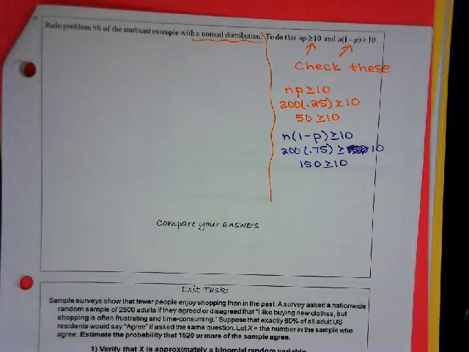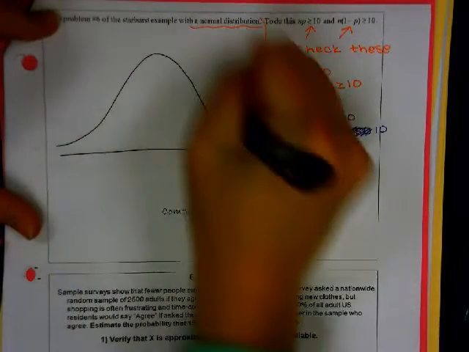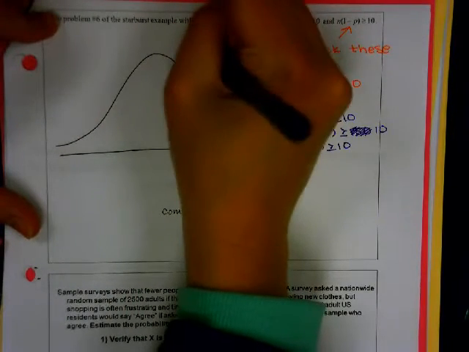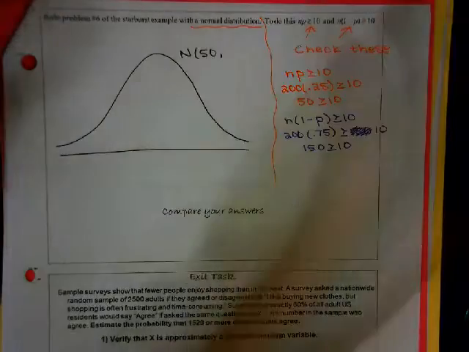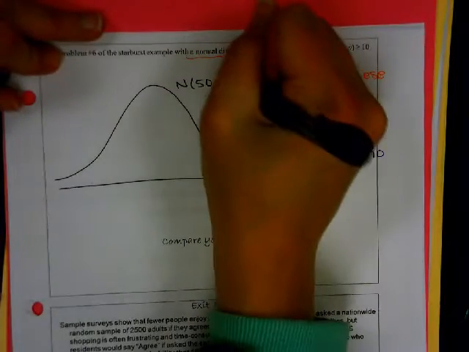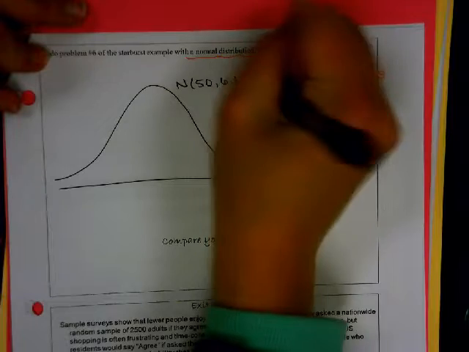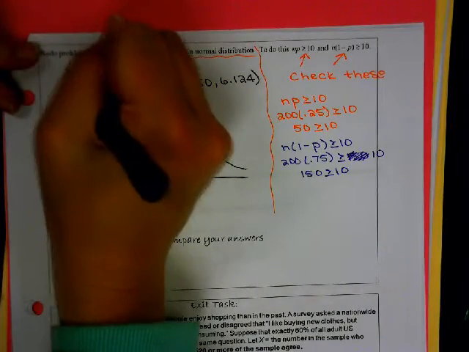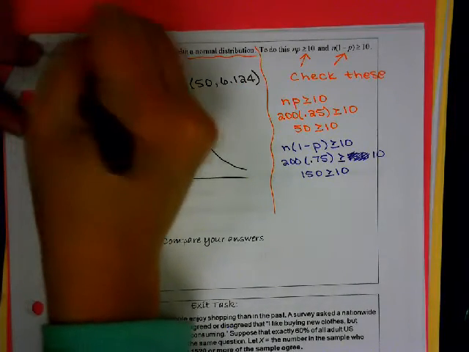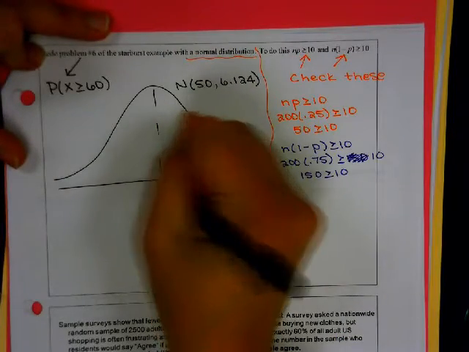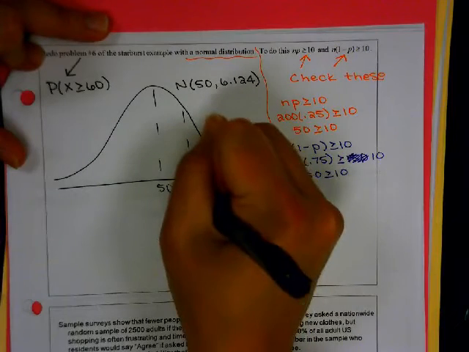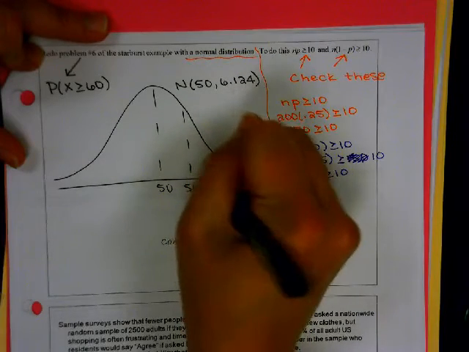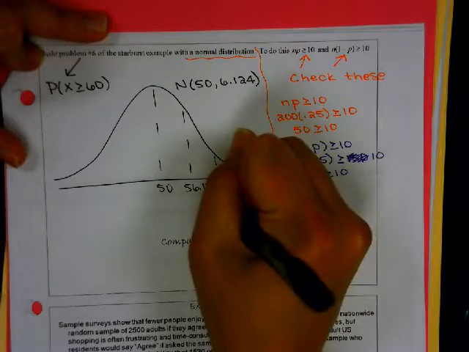We know the mean is 50 for the number of cherries. From the previous page, we found the standard deviation was 6.124. And redoing problem 6, that was the probability that x is greater than or equal to 60. So we've got 50 in the middle here. That'd be 56.124, then 62.248. And we're interested in 60 or bigger. So we'll say that's 60, and we're looking at that side.